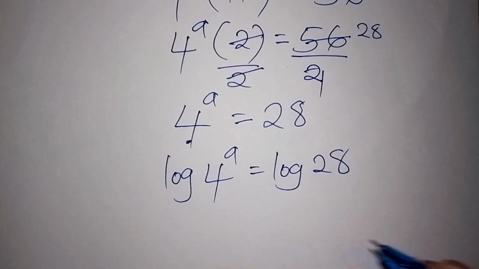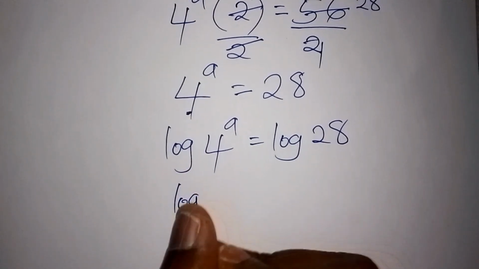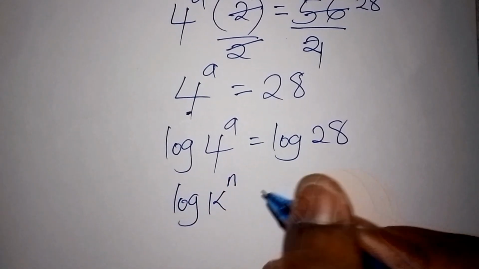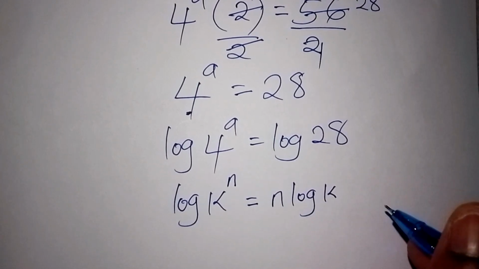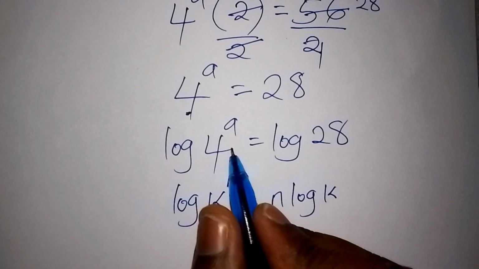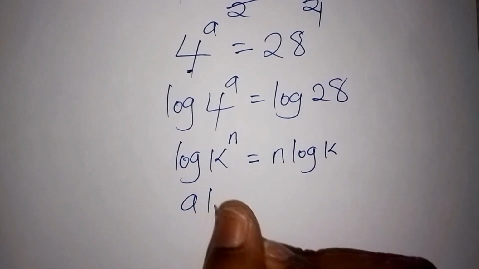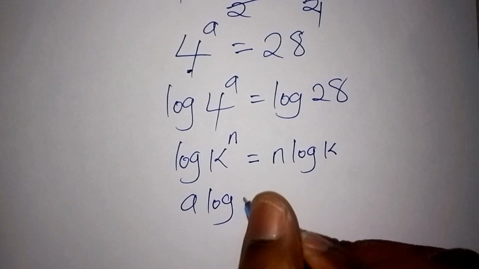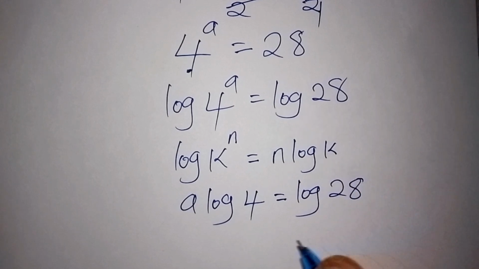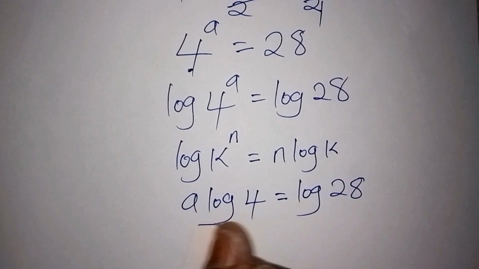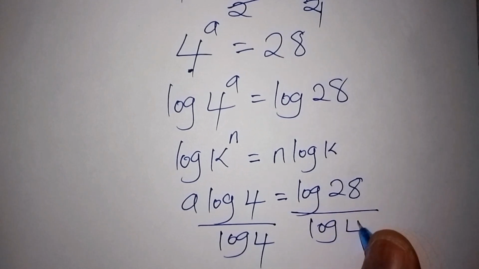28. So here, assume we have a number like the log of k to the power of n. This one can be written as n log k. In the same way you can convert the log of 4 to the power of a by now having a log 4 is equal to the log of 28. So from here now we can divide both sides by the log of 4. So this side also divide by the log of 4.